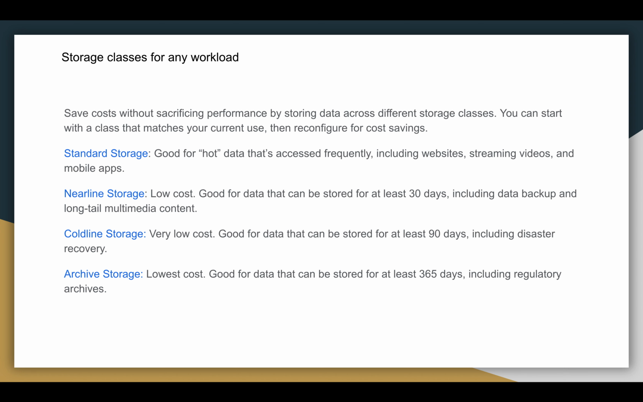The third one is coldline storage. It is very low cost. It is good for data that can be stored for at least 3 months or 90 days, including disaster recovery. And the last one is archive storage. This is the lowest cost, good for data that can be stored for at least 1 year or 365 days, including regulatory archives.